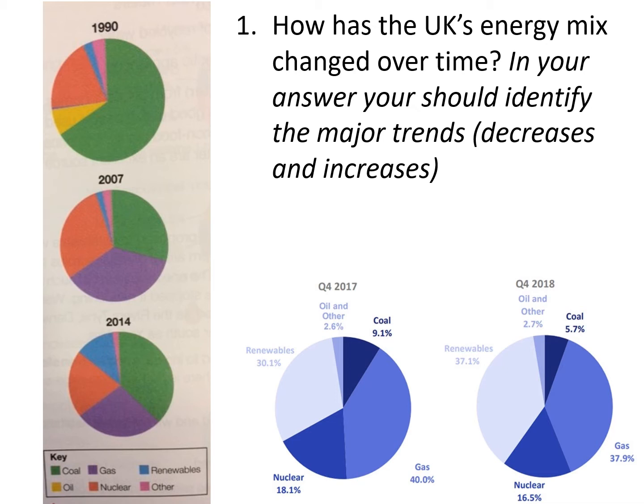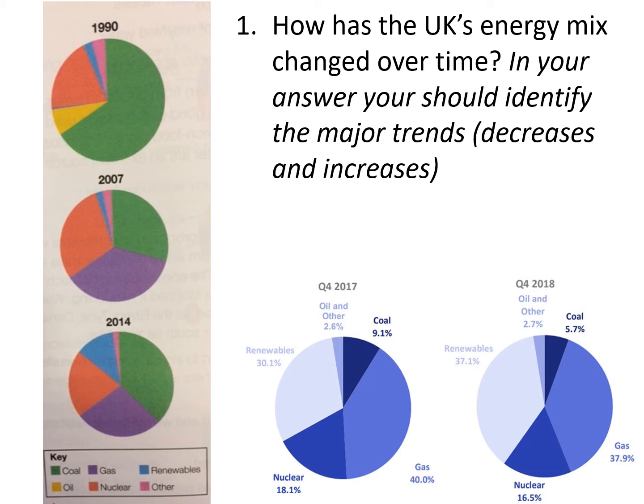Question 1 there is, how has the UK's energy mix changed over time? I'd like you to answer this question in your books. Pause this slide. I want you to use the pie charts. You should identify major trends. So I would definitely talk about what's happened with coal. I would talk about what's happened to gas. You might want to mention that nuclear is staying pretty much the same. And I want you to talk about what's happened to the renewable sources. So state whether they've increased or decreased.